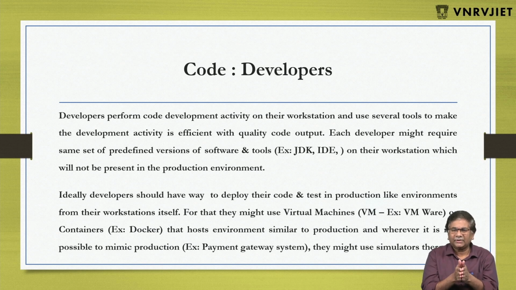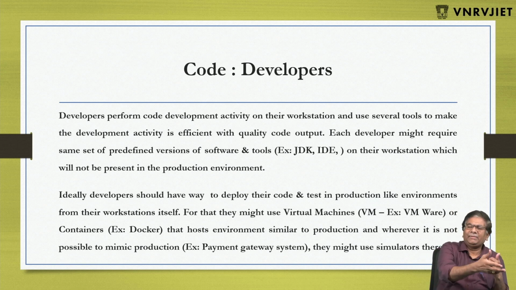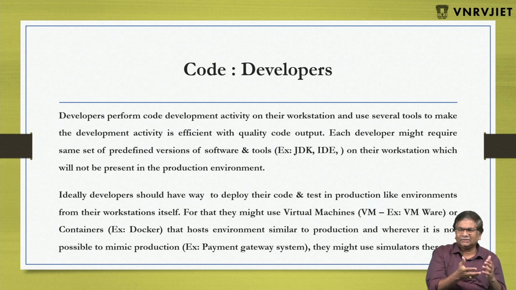They host an environment similar to production. Even though it has to be, there is a testing phase, developers want their virtual machines or containers to be as similar as possible to that of production. Not exactly the same, because it may not always be possible. For example, a payment gateway system. It is not possible for every developer to use the direct payment gateway. They will have simulators. So it's not a real payment gateway. It's like a simulator for the big gateway. So they have to install that simulator in the virtual machine or a container.